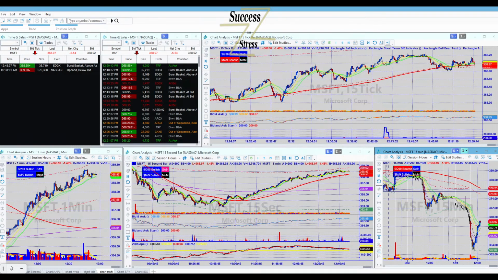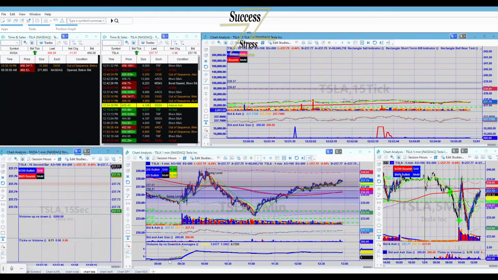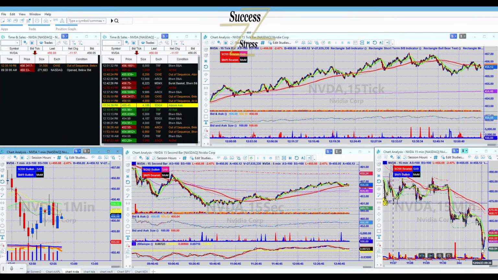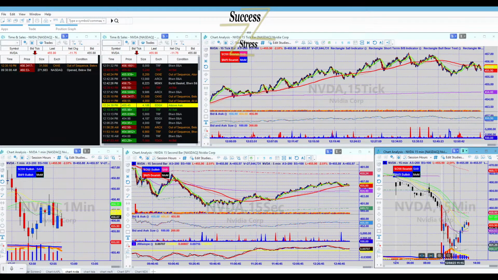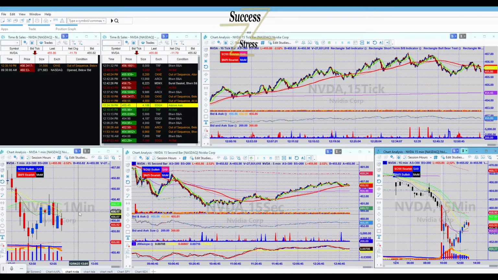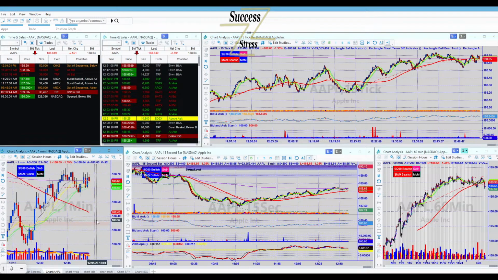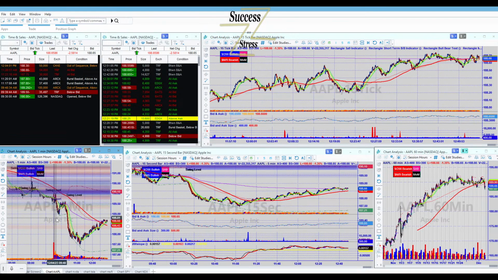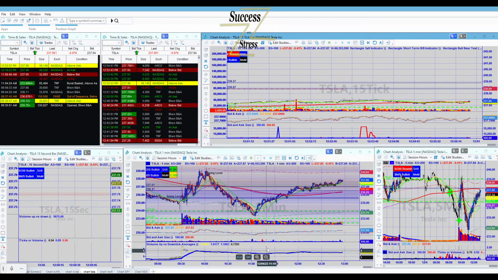So let's see. Microsoft is finding a rejection there. Tesla found its rejection. Nvidia found a rejection of the low, but it doesn't seem to be quite as strong. And then Apple. Yep, Apple did a similar thing. And then let's see, Apple, Nvidia, Tesla. Tesla's one that I wanted to look at. Yeah, Tesla did it too.